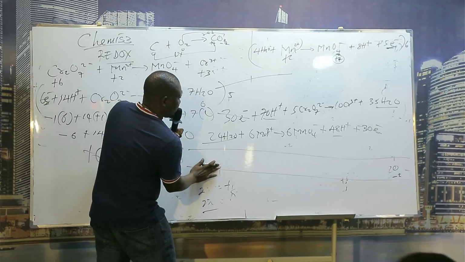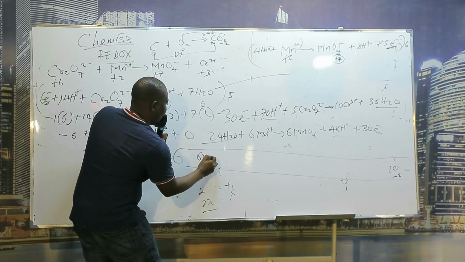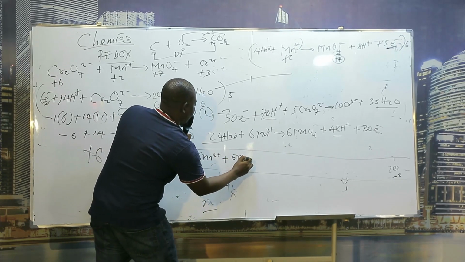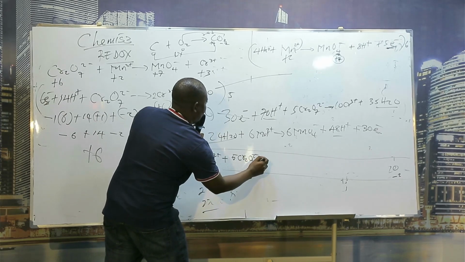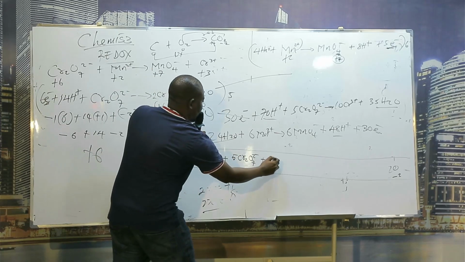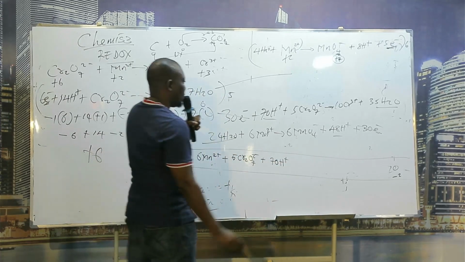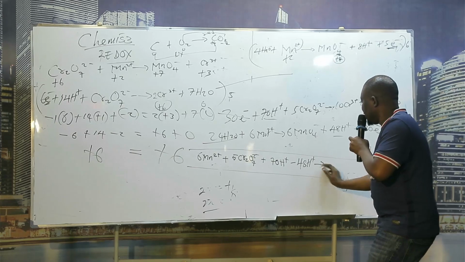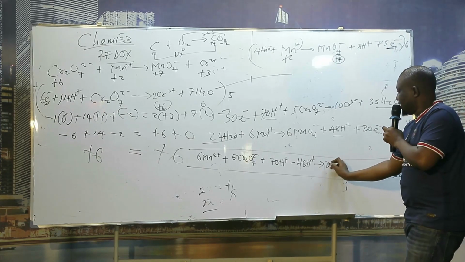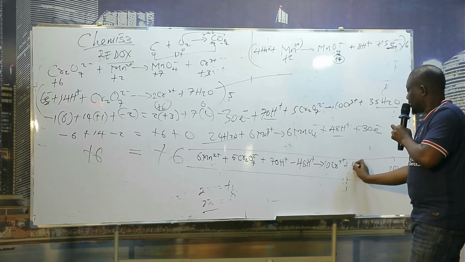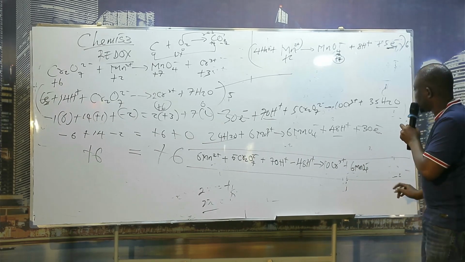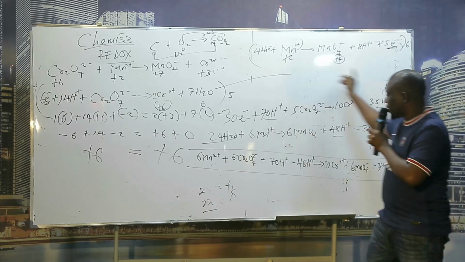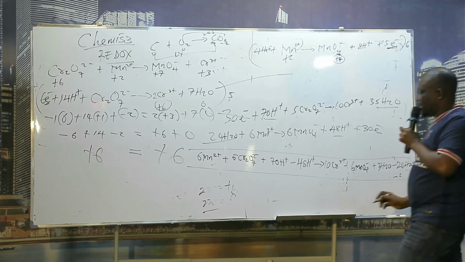So what I'm going to do now, I will start with this. 6Mn2 plus, plus 5Cr2O7 2 minus, plus 70 H plus. If this one crosses over to this side, minus 48 H plus equals 10Cr3 plus, plus 6MnO4 minus, plus 35 H2O minus 24 H2O.